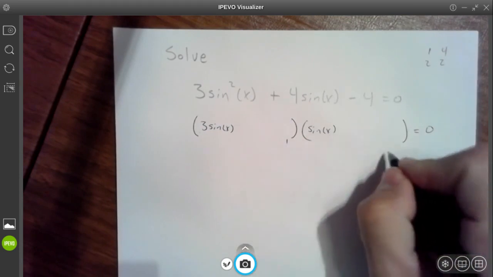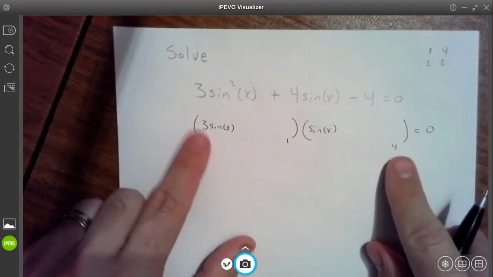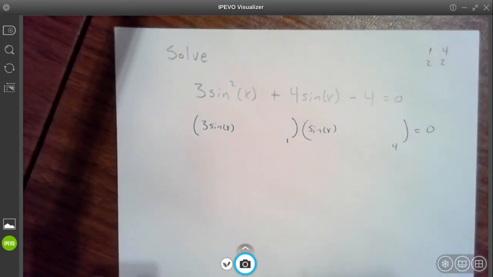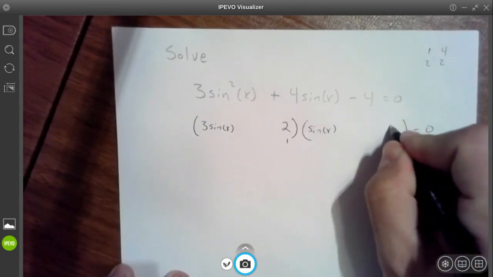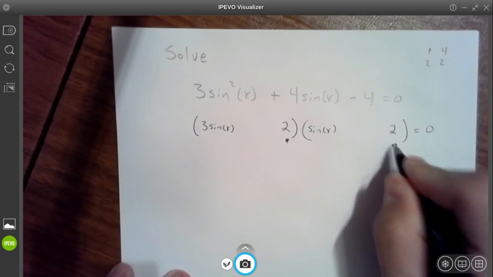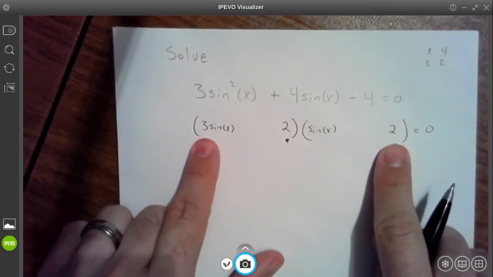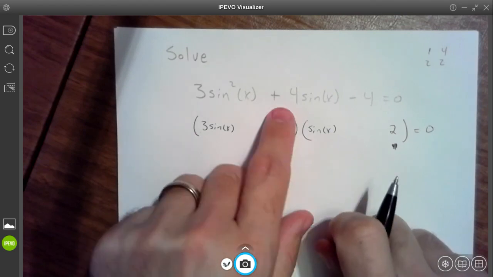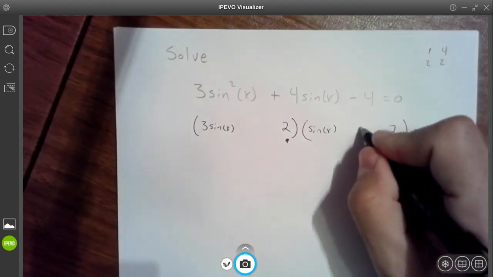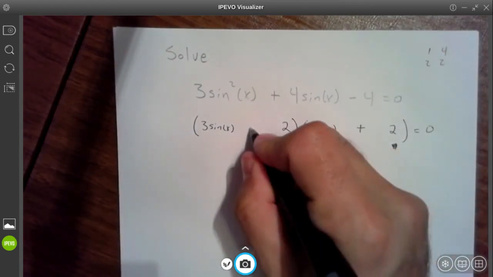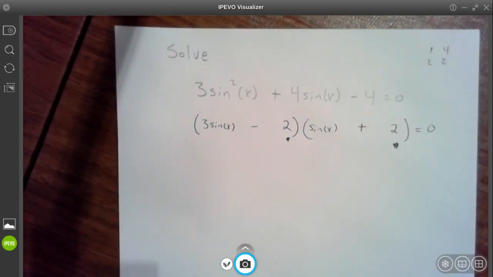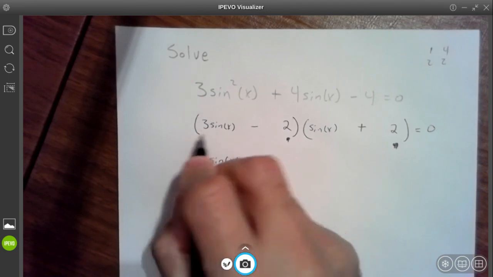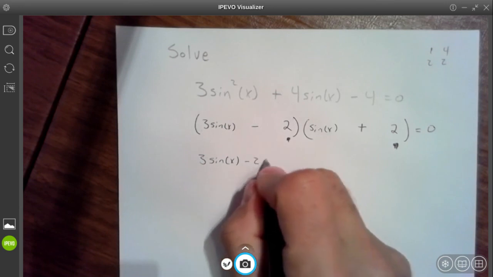So if I try a 1 and a 4, this is going to give me a 12 on the outside and a 1 on the inside, which will not give me a 4. The combination that works here is the 2 and the 2. You see it gives me a 6 on the outside and a 2 on the inside. And with a 6 and a 2, you can get a 4. The 6 is going to have to be positive and the 2 negative because I want a positive 4 in the middle.